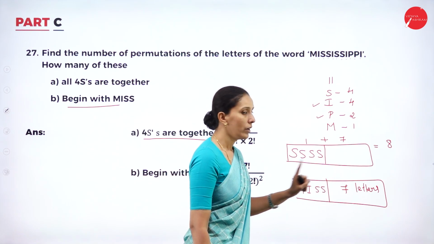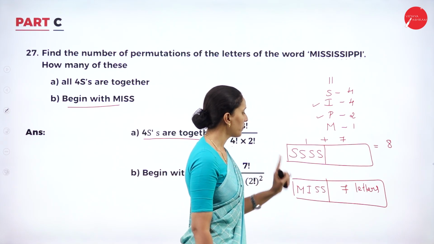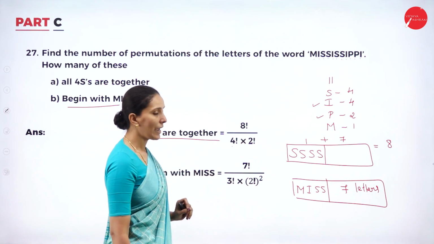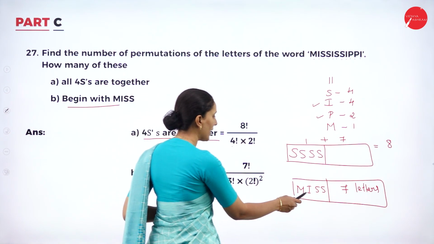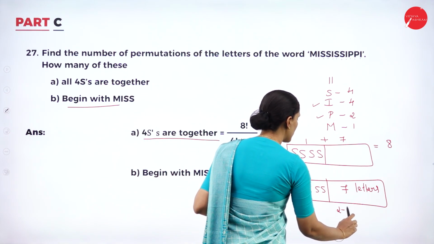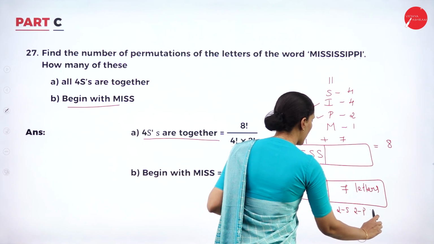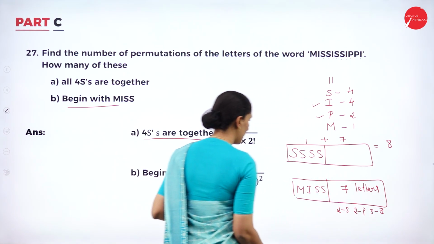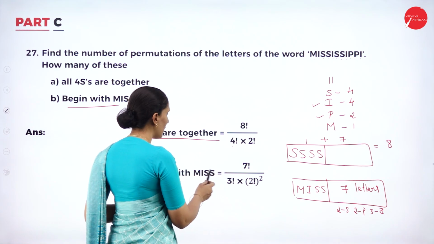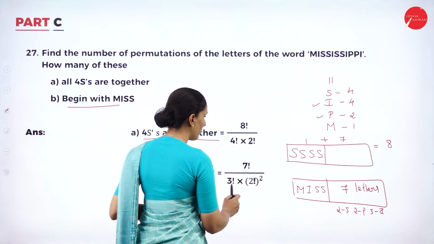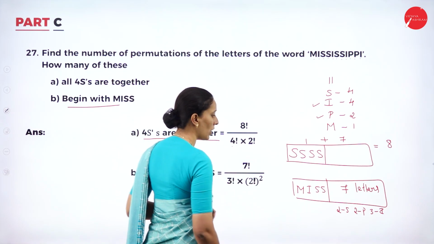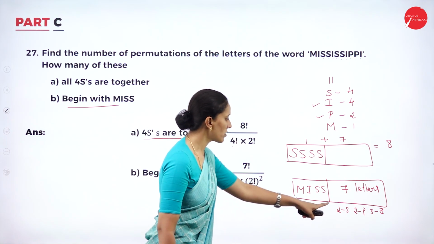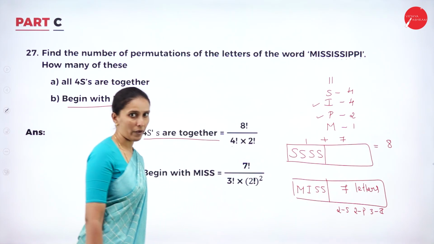So, we have 2S, 2P and one more I we have, that is 3 because one I is here. So, there are 2S, 2P and 3I, they are repeated. Therefore, the words begin with miss will be 7 factorial by 3 factorial into 2 factorial whole square, which is nothing but 2 factorial into 2 factorial.